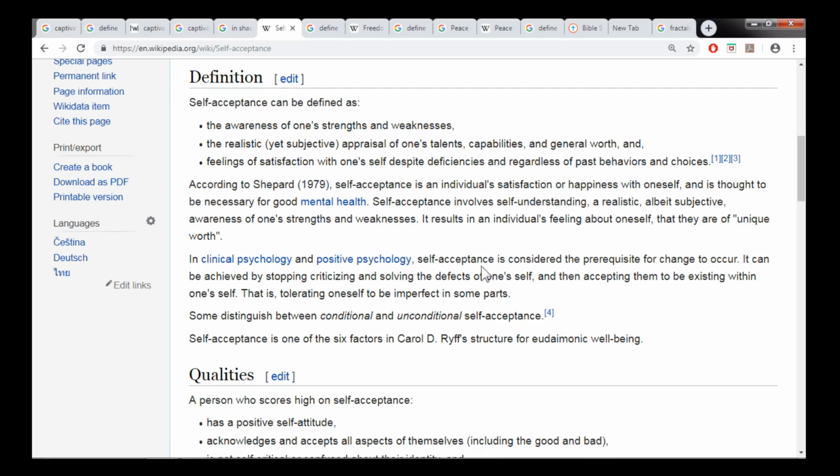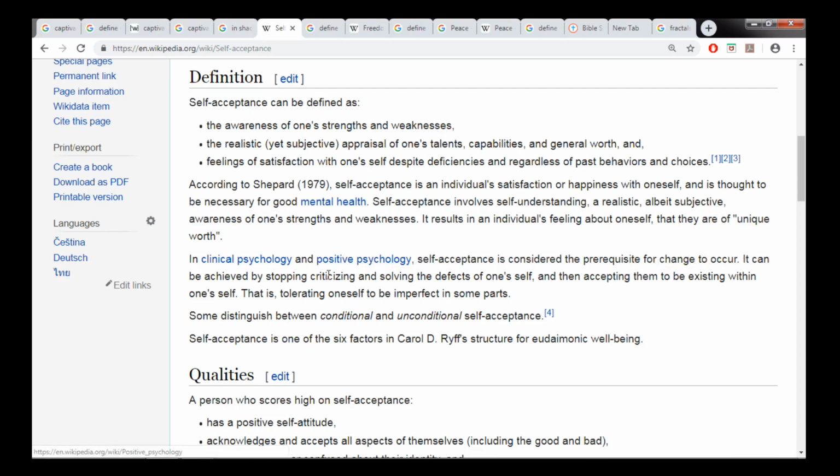Right? Because look, self-acceptance is considered the prerequisite for change to occur. How does change occur? You traumatize yourself by bashing yourself and convincing yourself that you can change and you're changed for the better somehow. And so you allow yourself to do whatever you want and then justify it by saying, well, I'm just living somehow. I'm just learning, and bosh, bosh, bosh, nothing.